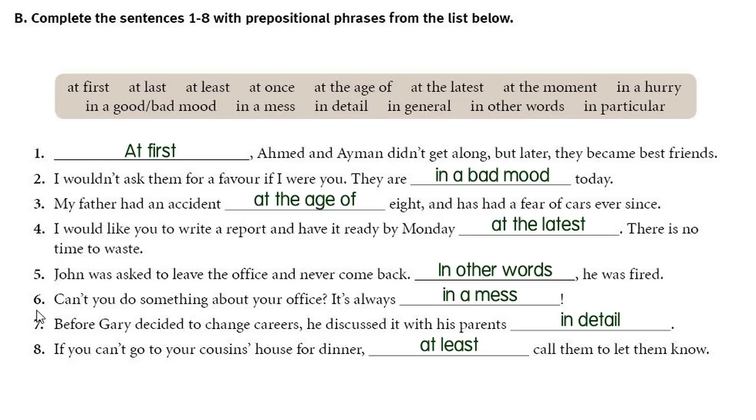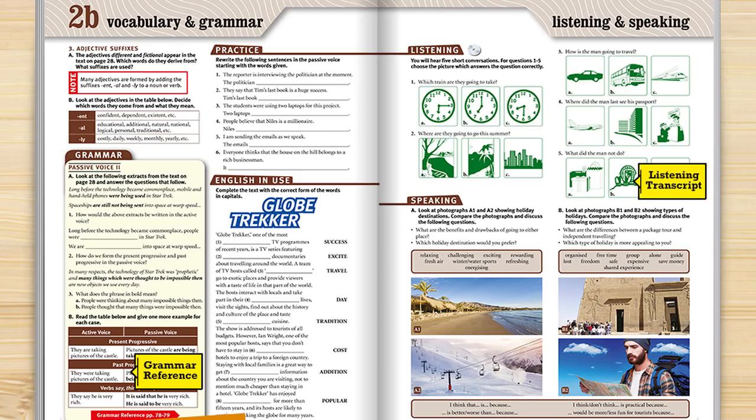Number 6. Can't you do something about your office? It's always in a mess. In a mess تعني في فوضى. Number 7. Before Gary decided to change careers, he discussed it with his parents in detail. In detail تعني بالتفاصيل. Number 8. If you can't go to your cousin's house for dinner, at least call them to let them know. At least على الأقل.